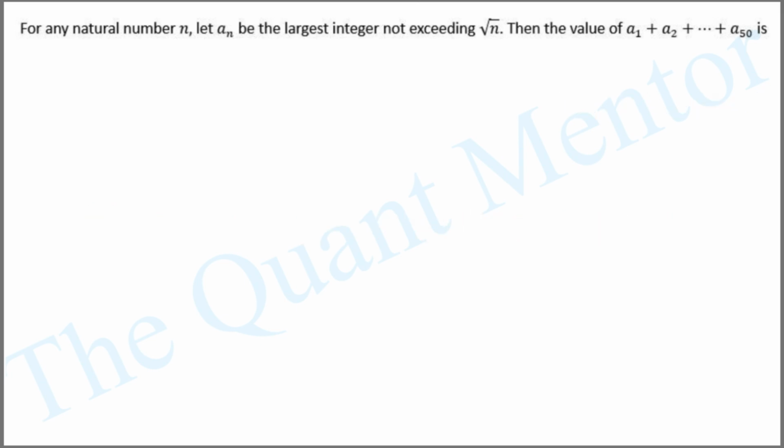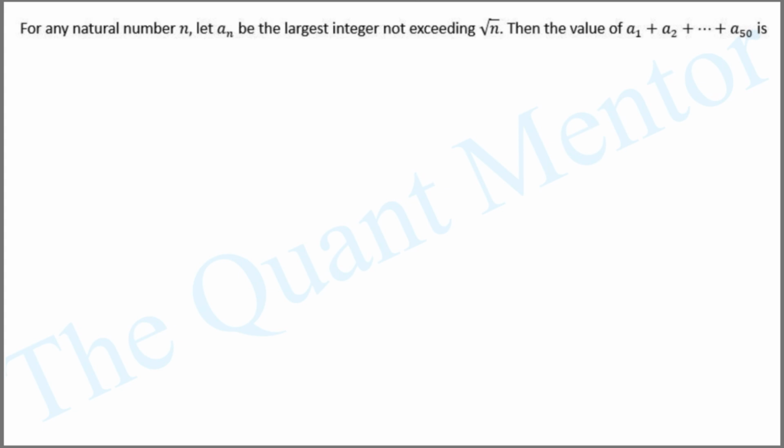For any natural number n, let an be the largest integer not exceeding root n. Then the value of a1 plus a2 plus a3 plus a4 up to a50 is... Beautiful question. It's a typical example of how they put up one question in the garb of some other concept, but it actually turns out to be something else.